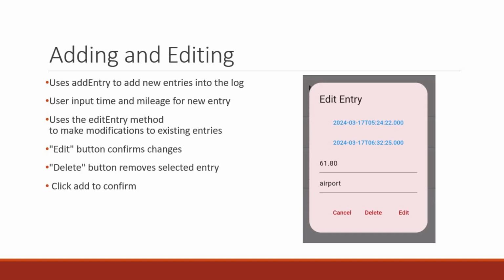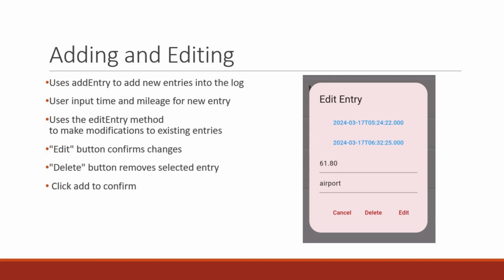Entries will have add entry and edit entry. When adding an entry, it'll check to see if it's already tracking a trip. Only if it is not, then there will be a dialog box that will prompt the user to enter the start time, end time, mileage, and tag. Once the user enters the information and clicks on add entry, it'll create the new entry object into the log.